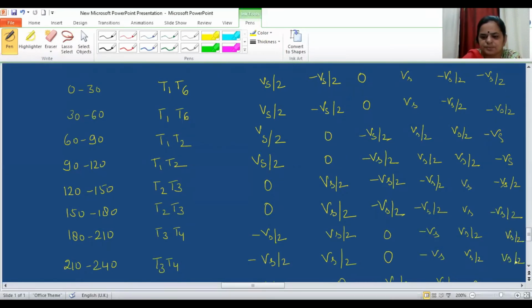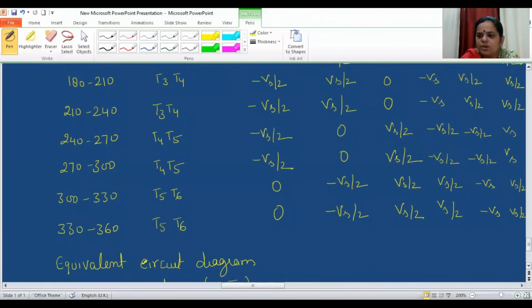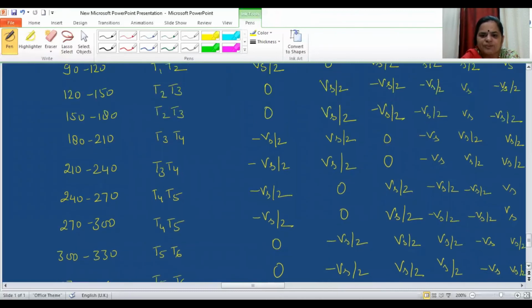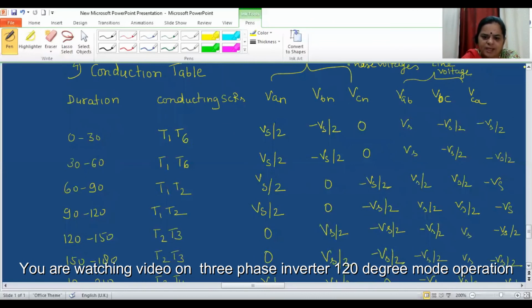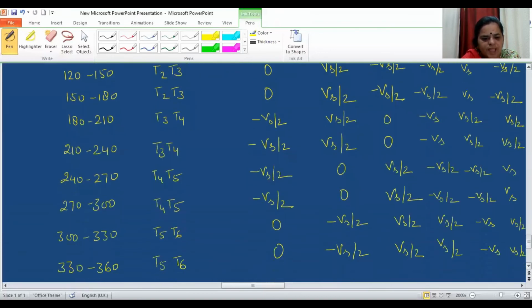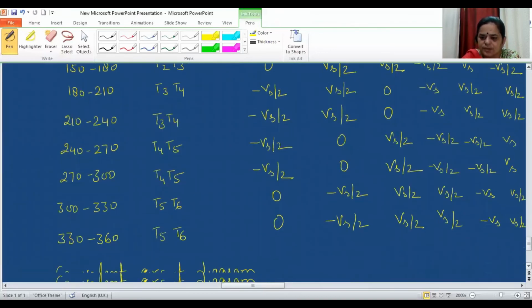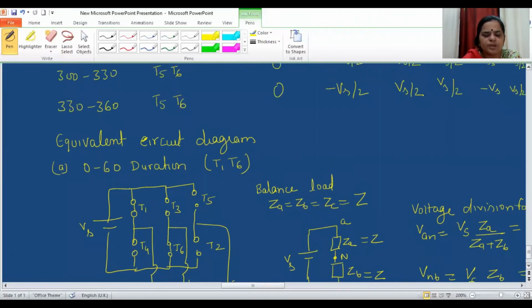Vs by 2. Then Vs by 2. Vs by 2. So this is how we will get the line voltage. Now you can see here that the phase voltage is VAN. 4 times we are getting Vs by 2, then 0. Then 4 times we are getting minus Vs by 2, then 2 times 0. So let's draw these waveforms.